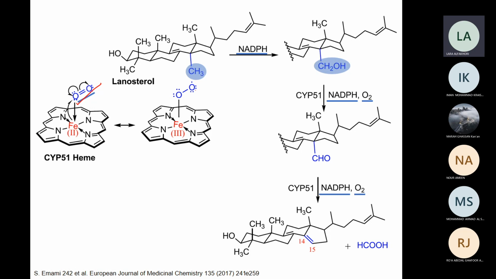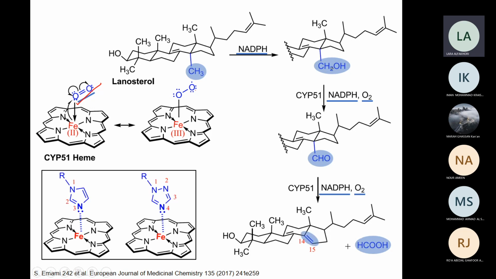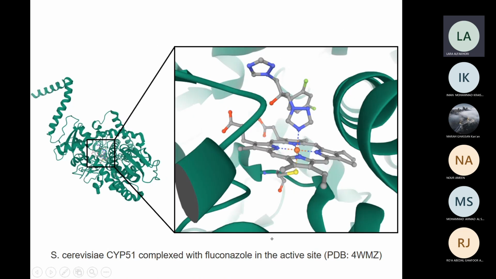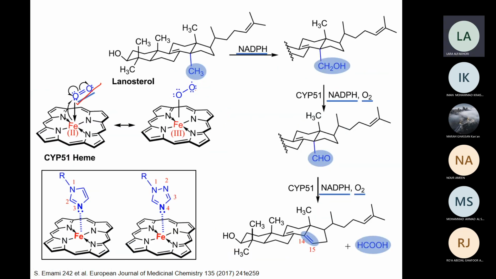So what happens is that when lanosterol binds to 14 alpha demethylase, the heme part in 14 alpha demethylase oxidizes the methyl bound to carbon 14 into the alcohol, which is further oxidized into the corresponding aldehyde, that is then removed in the form of formic acid, and the double bond forms between carbons 14 and 15.